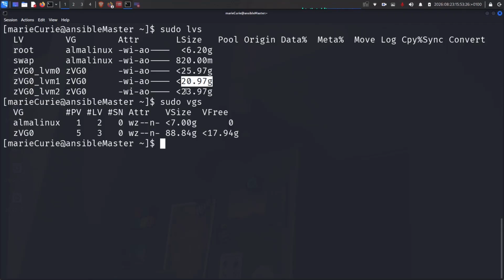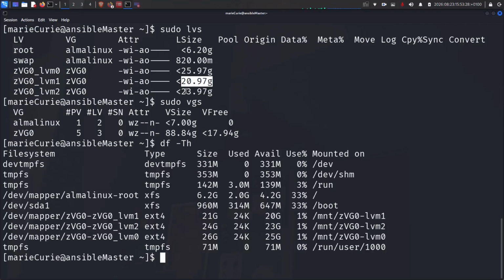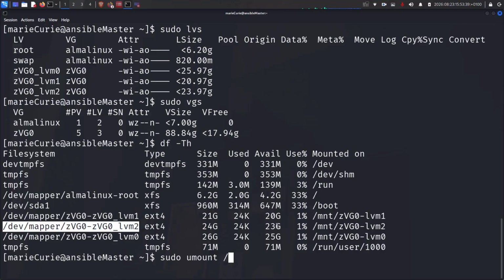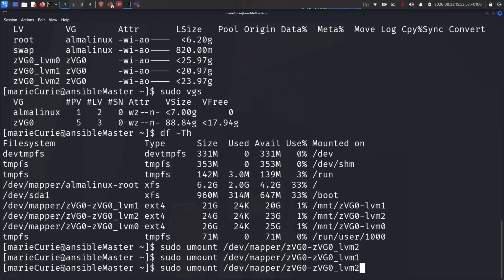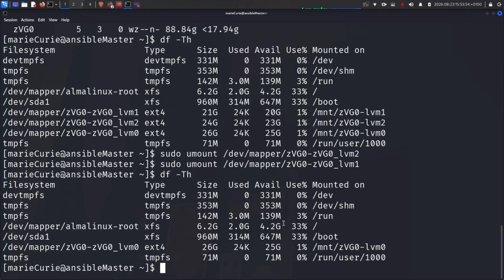If you want to reduce the LVM file system, you have to unmount the file system first. So you can see it is mounted. LVM2 and LVM1 are both mounted. Now I am going to unmount them. We just unmount temporarily, that is enough. You can use the file system or the mounted directory, anything. I am going to use the file system, LVM1. Now if I run df -th, it will not be there.